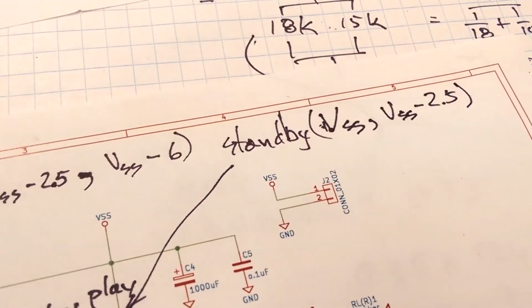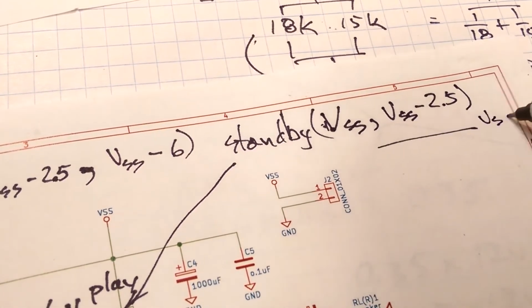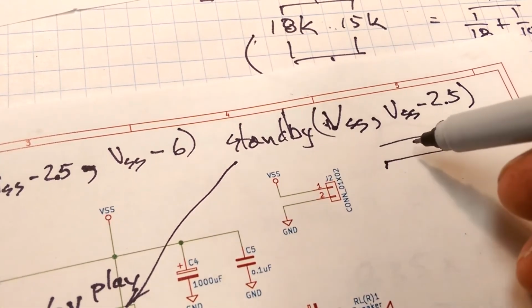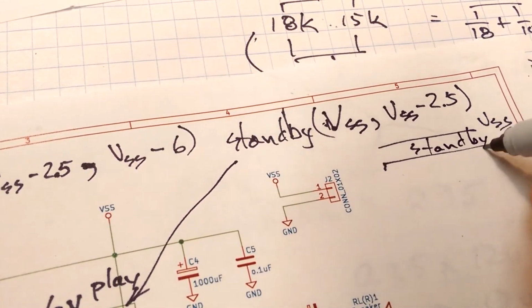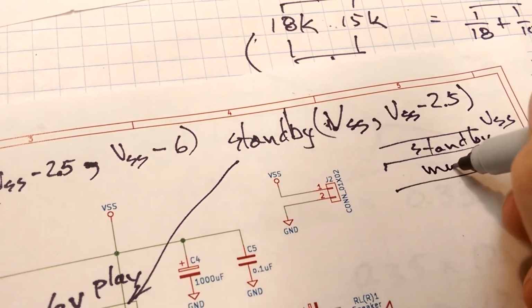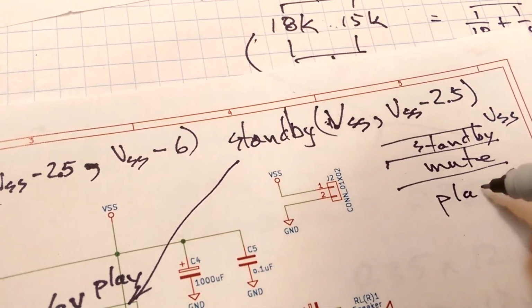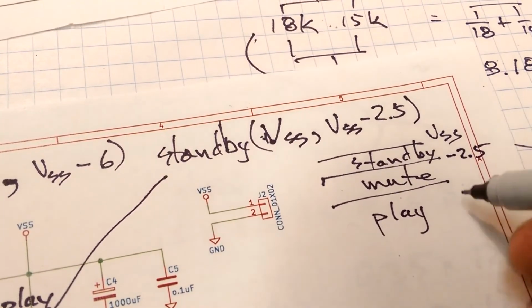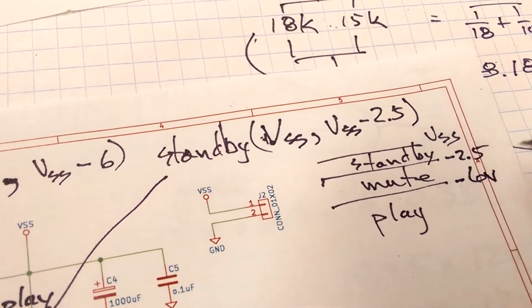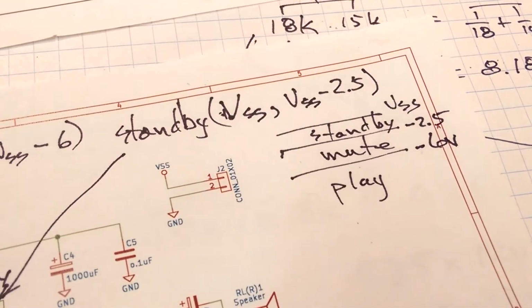Right. So if we keep it in the, here's VSS. If we keep it in the top range, this is standby. In this range is mute. And in this range is play. And this is minus 2.5, and this is minus 6 volts. So that's what we're trying to hit.